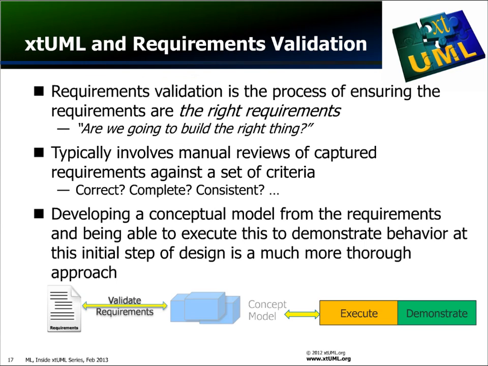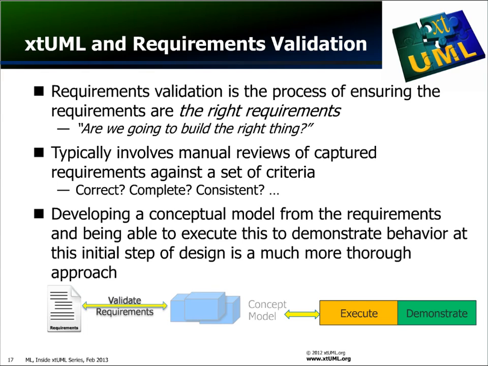xtUML and requirements validation. Now first, let's clarify what we mean by requirements validation. This often gets confused with verification. And it's even more confusing because sometimes these two things are lumped into what people call V&V, or validation and verification. So validation of requirements is the process of ensuring that the captured requirements are really the right requirements, that they capture what it is you really want the product to be or to do. Now, some people say it's ensuring that you have the right product description, or more simply answering the question, are we going to build the right thing?